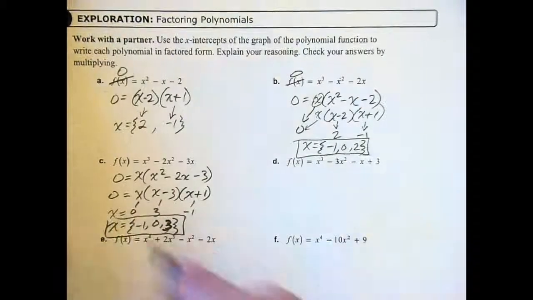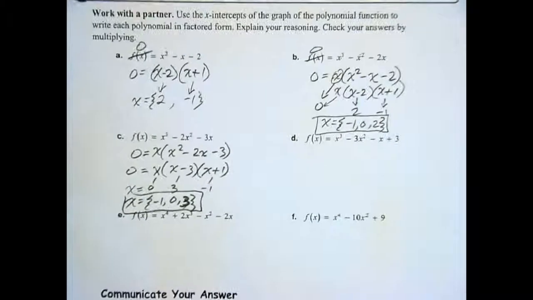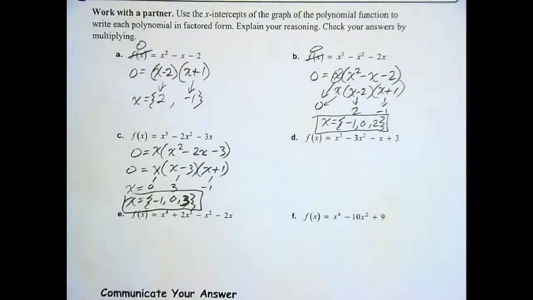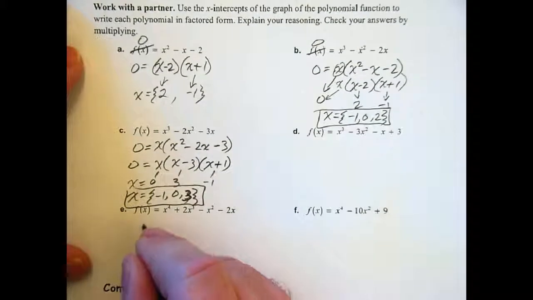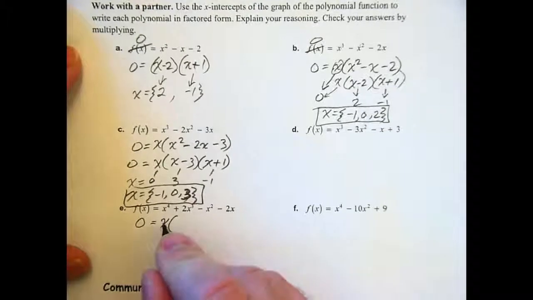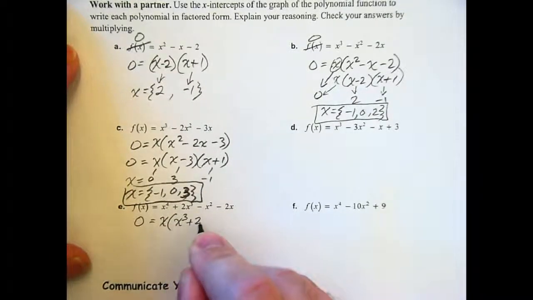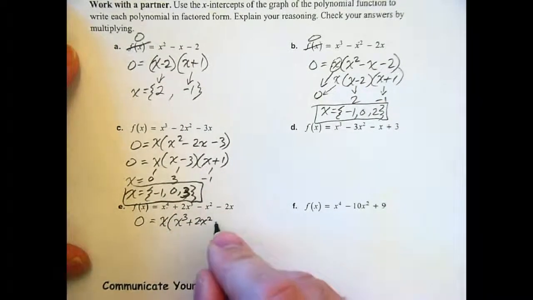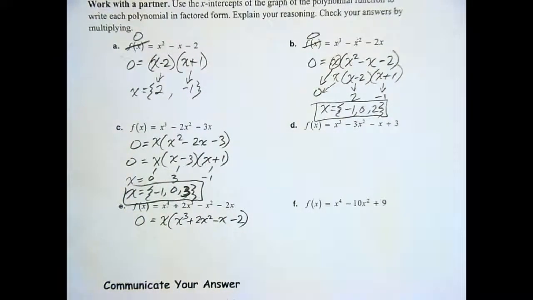Is there anything else we could take the greatest common factor out in those problems? Any of the other problems? Yeah, in E we could take out an x, right? So we set this equal to 0. We could say x times what's x to the 4th? X cubed. X times what's 2x cubed? The next term. And minus 2. Now the problem with that is now you have a cubic there, which is not easy to deal with.